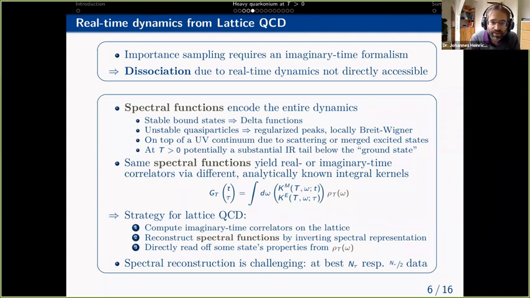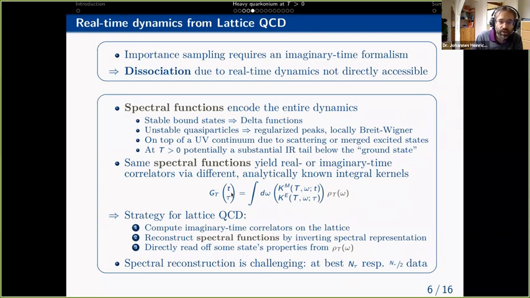In this case, the idea is that we can compute Euclidean correlation functions G_T of tau at finite temperature, and this is related by an integral kernel to the spectral function rho_T of omega. And if we have this spectral function, we could then do a Minkowski space integral kernel transform back to the correlation function in real time, or alternately, directly infer the property that we want to know from the spectral function that is obtained from the lattice calculation.